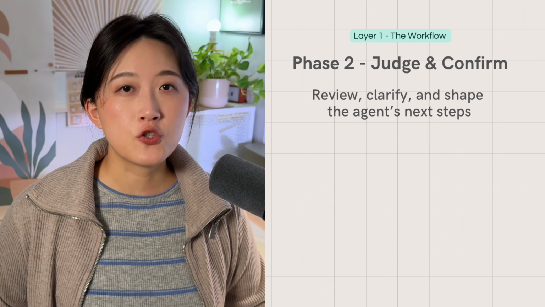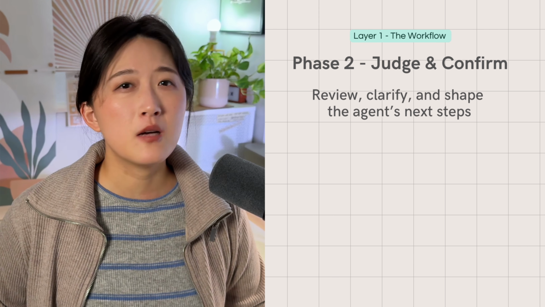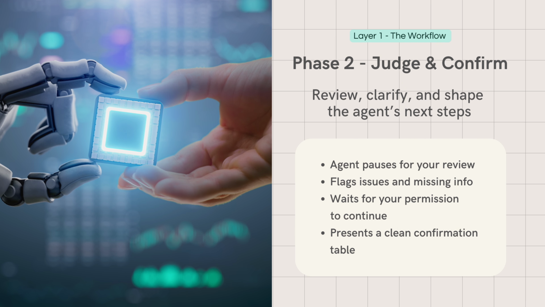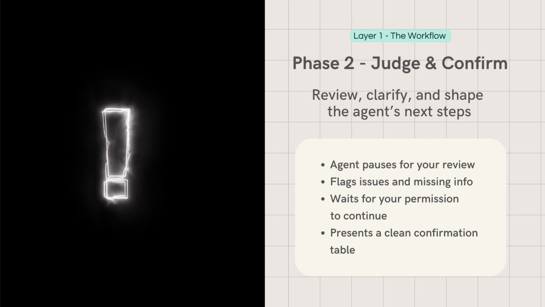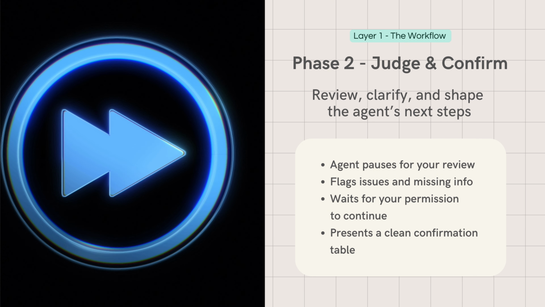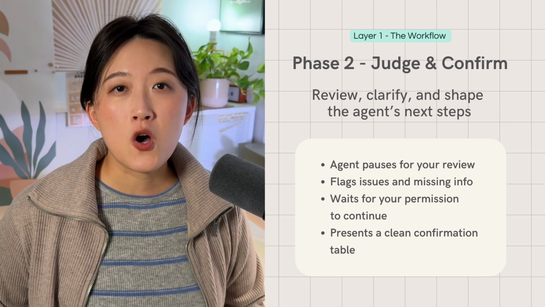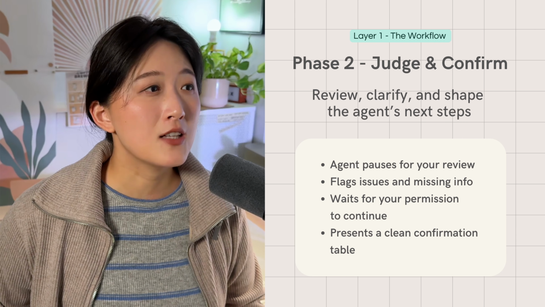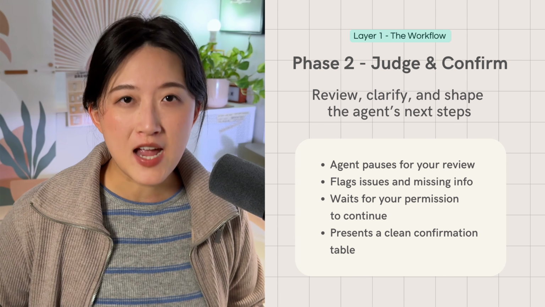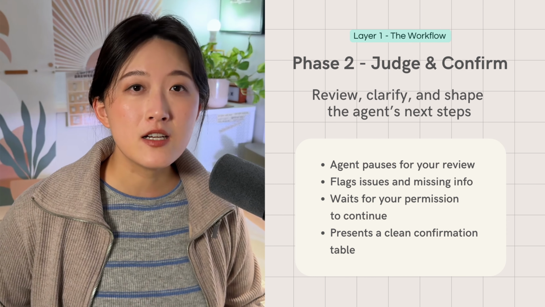You naturally pause to review and clarify before anything becomes an event. This is where you design the collaboration point: when to pause, when to flag issues, and when to continue. The agent stops and waits for your confirmation. You tell it exactly when to pause so it doesn't skip ahead and start creating events before you've reviewed everything. Then it presents a clear confirmation table.